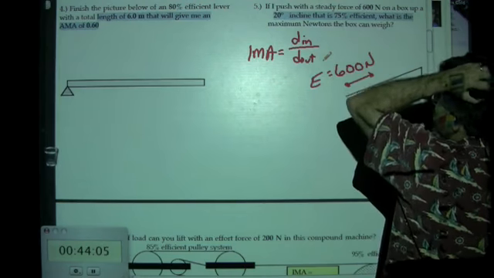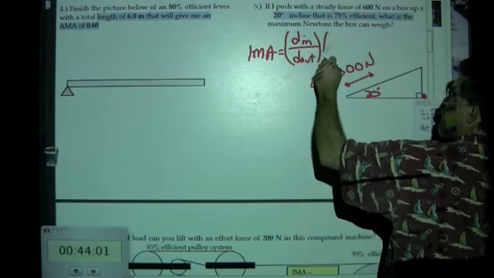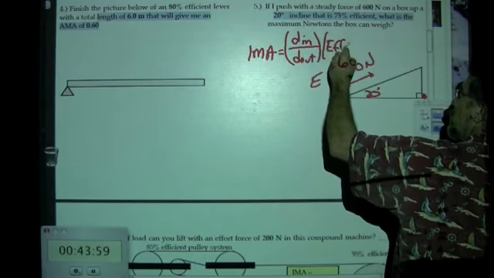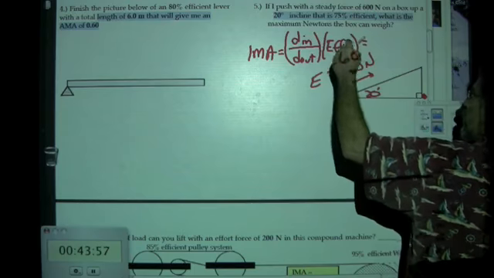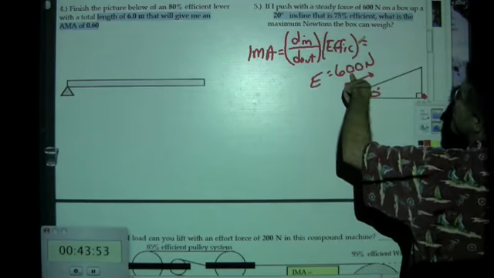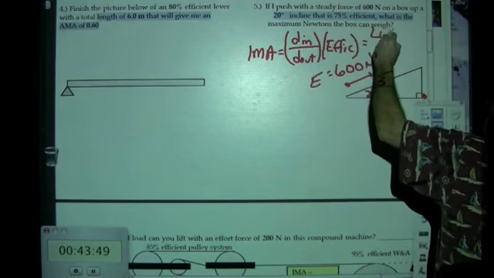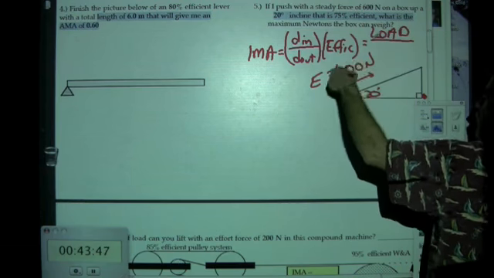So that times efficiency is going to equal my load over my effort. Well, what I'm trying to find is the maximum newtons the box can weigh. That's going to be my load. So I have load over 600.